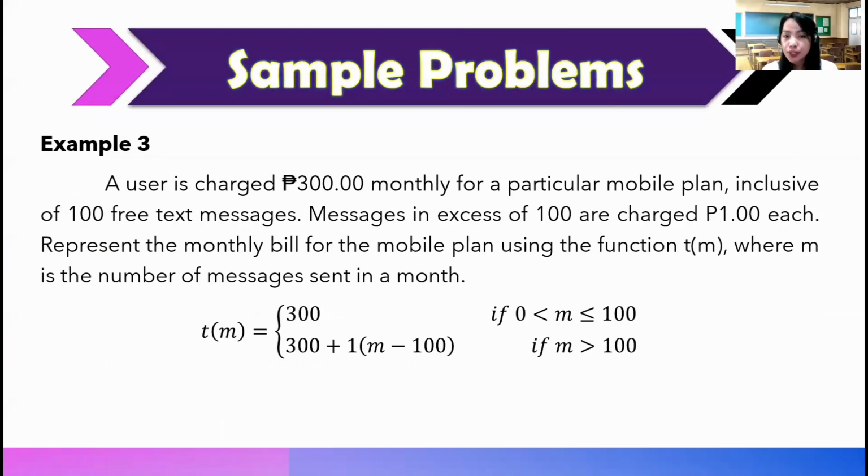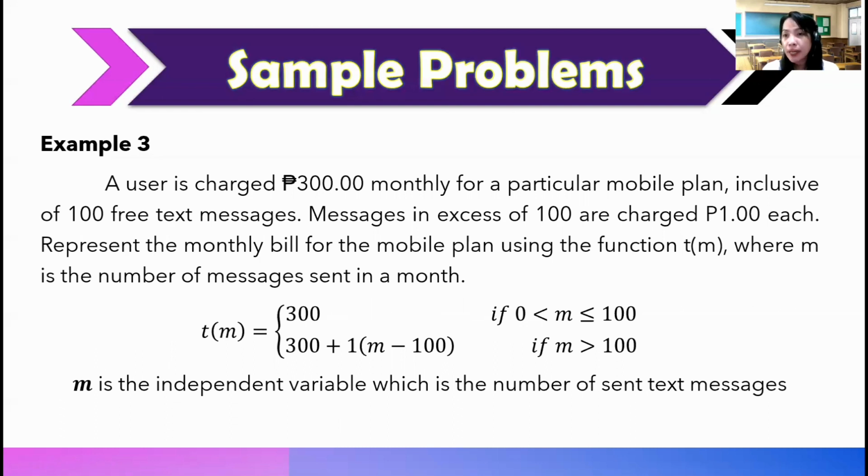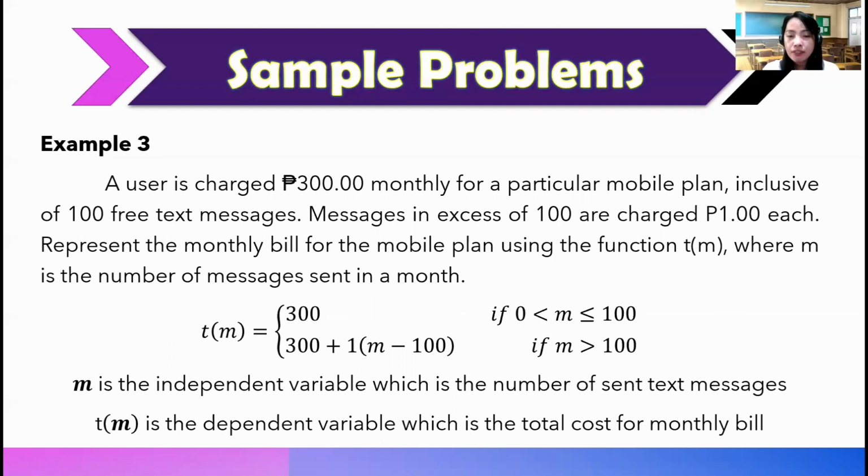In example number 3, that is the function. M is the independent variable, which is the number of sent text messages. And T of M is the dependent variable, which is the total cost for monthly bill. Nakadepende ang total cost sa number of sent text messages. Kaya ang T of M is the dependent variable and ang M ang independent variable.